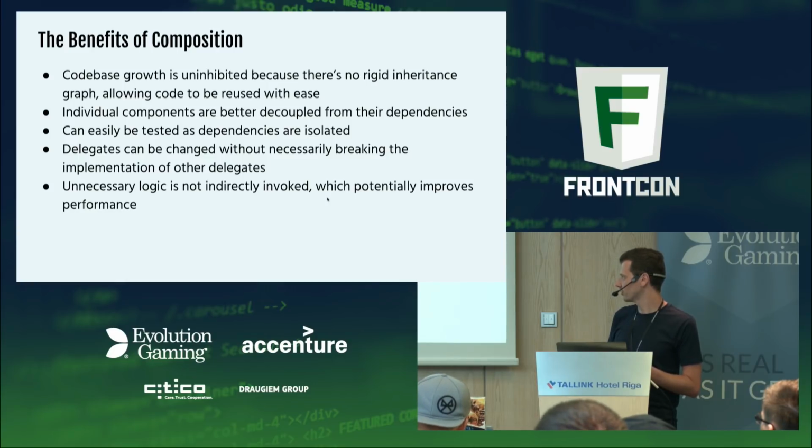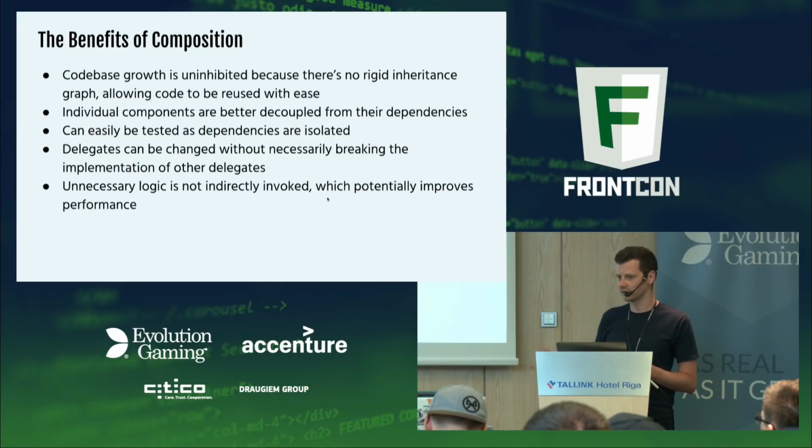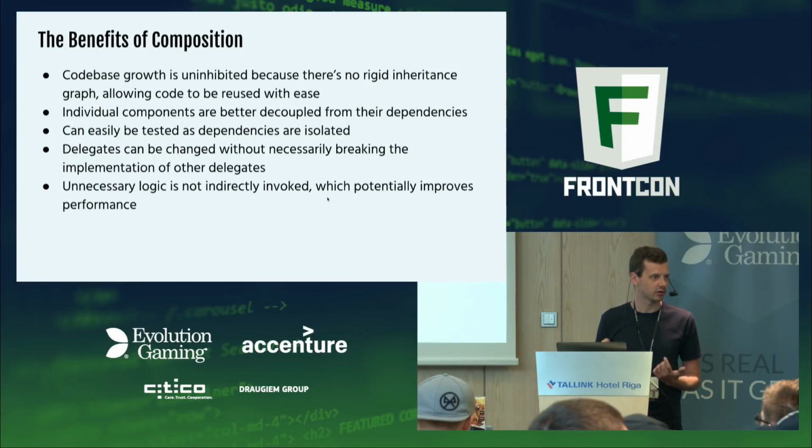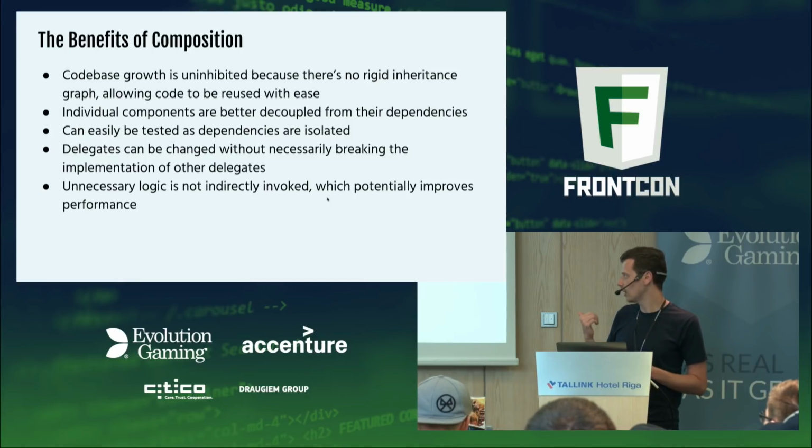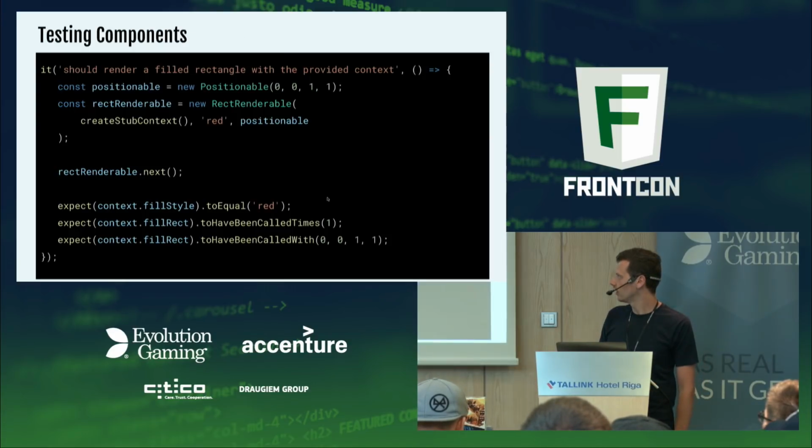And unnecessary logic is not directly invoked, because in the inheritance example, we had to call super.next. So for the person, even though it wasn't moving, we kept calling next, and that would invoke some logic. Unfortunately, I didn't have time to capture any benchmarks, but fundamentally, this could result in a performance improvement, and I do hope to capture this in Chrome DevTools one day.